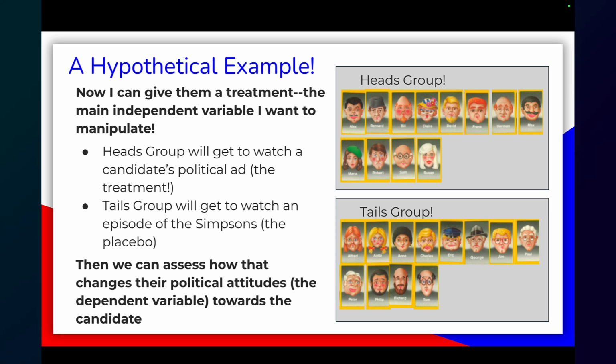So this is an example of an experiment, right? The heads group got to see the political ad, right? And then the tails group got to watch TV. And then afterwards they were asked, what do you think of the candidate? And so the tails group is our control, right? They are our placebo. They didn't get to watch the content. The heads group is our treatment group, right? They got the manipulation. And so afterwards, I'm going to ask all of them, both in the heads group and the tails group, what did you think of this political candidate?